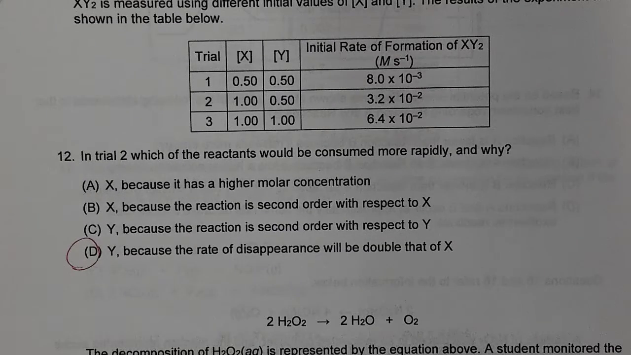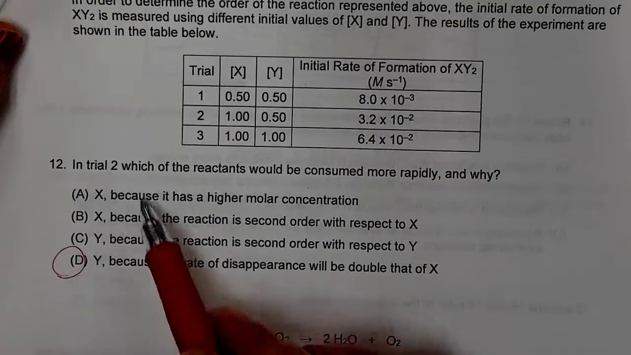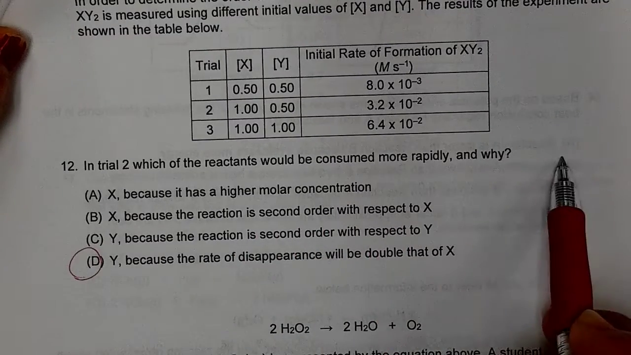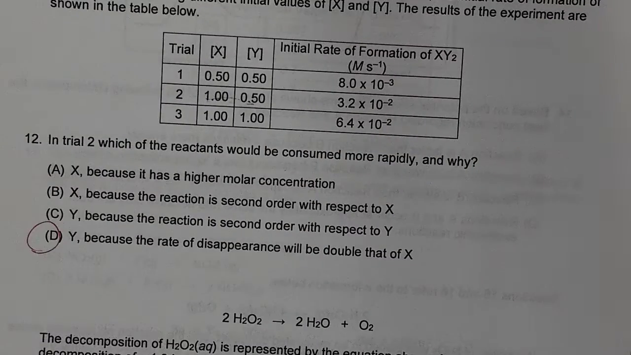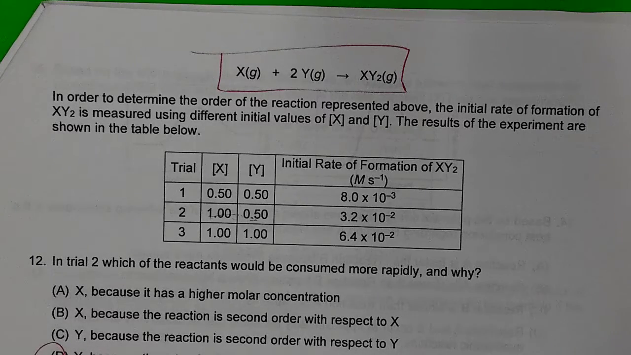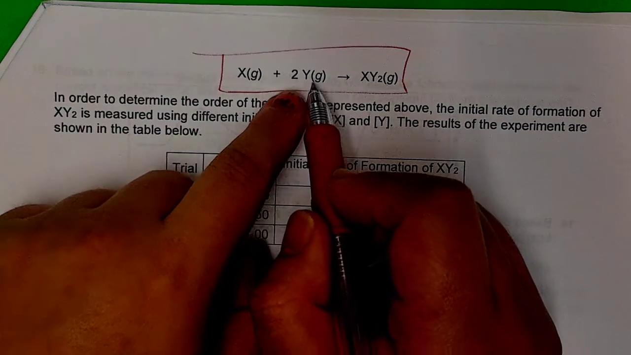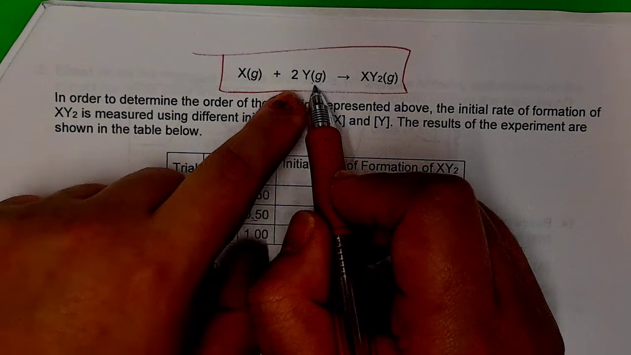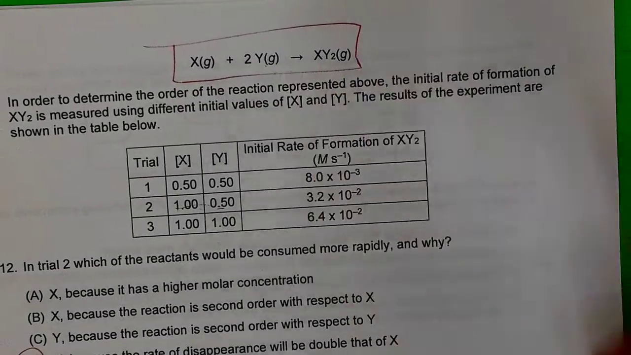Rate law. Take a look at this. In try 2, which reactant will be consumed more rapidly and why? We're just looking at these 2. Which one is going to get used up at the faster rate, so to speak? Look at your balanced equation. What is it telling you? 2Y for every X. So that means Y is disappearing at a faster rate than X. Make sense? Coefficients right there.